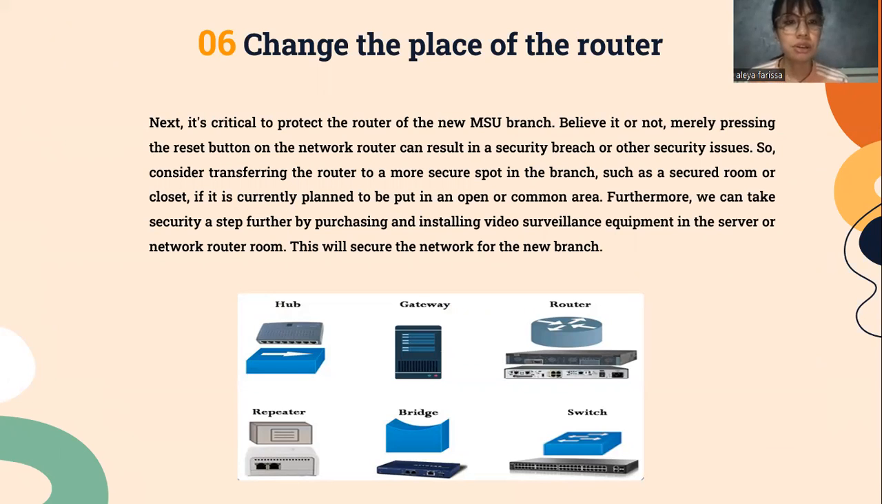Change the place of the router. Next is critical to move the router of the new MSU branch. Believe it or not, malpractice, the placement of the router can result in a security breach. So consider transferring the router to a more secure part of the branch, such as a secure room or closet. Okay, for example, hub, gateway, router, and bridge with switch. Okay, next slide.